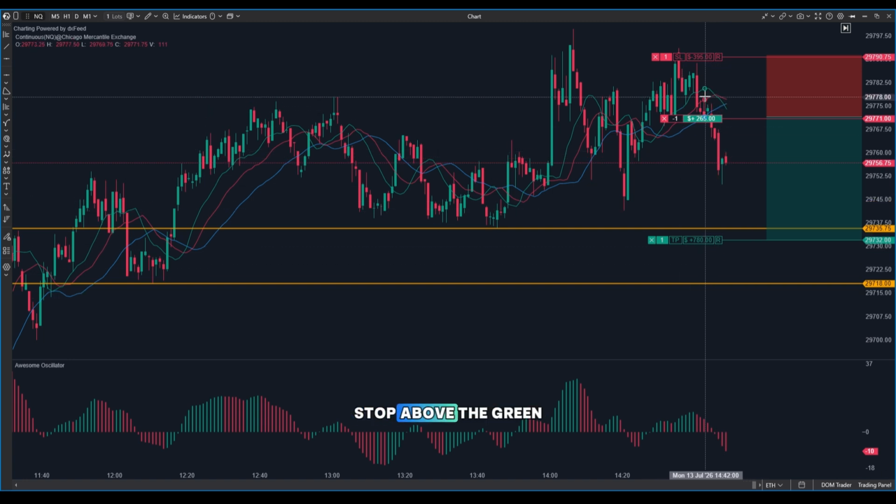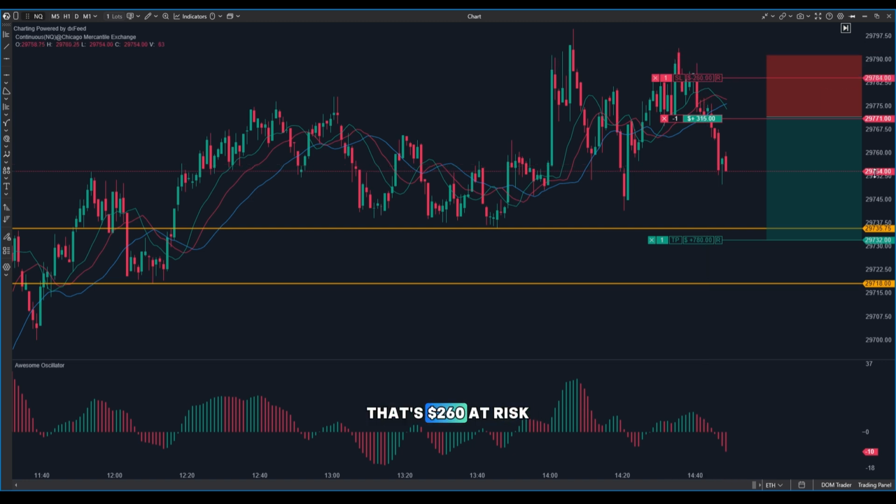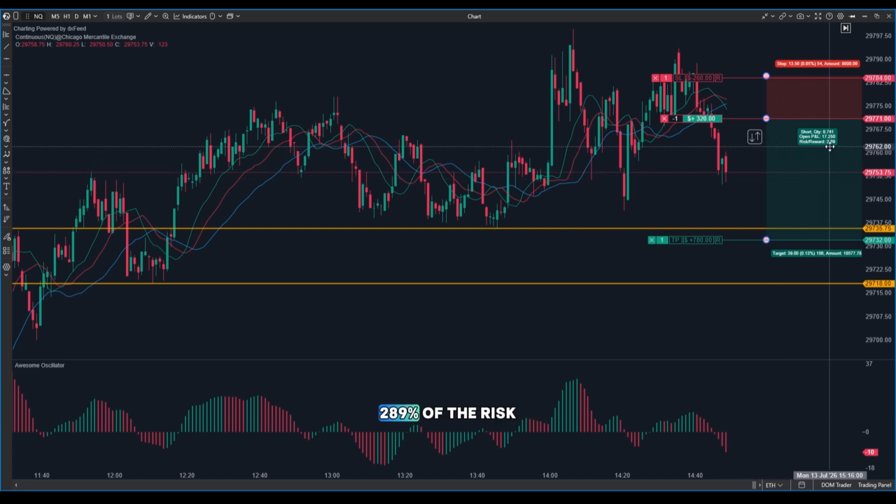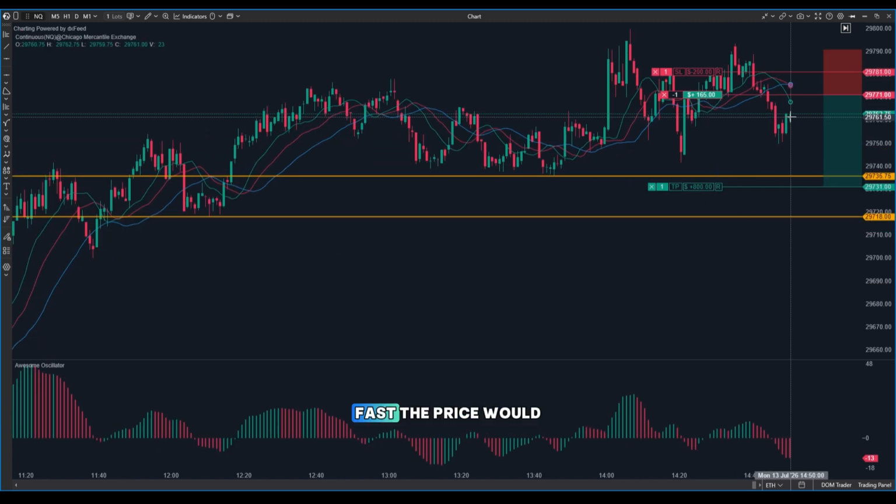I can move the stop above the green line of the alligator and reduce the risk. That's $260 at risk now. The reward will be around $780. Currently, our risk to reward is even better, 289% of the risk. I will monitor how fast the price would react to the alligator. If I see the price is respecting the green or the blue or the red line respectively, I will even move the profit slightly lower.